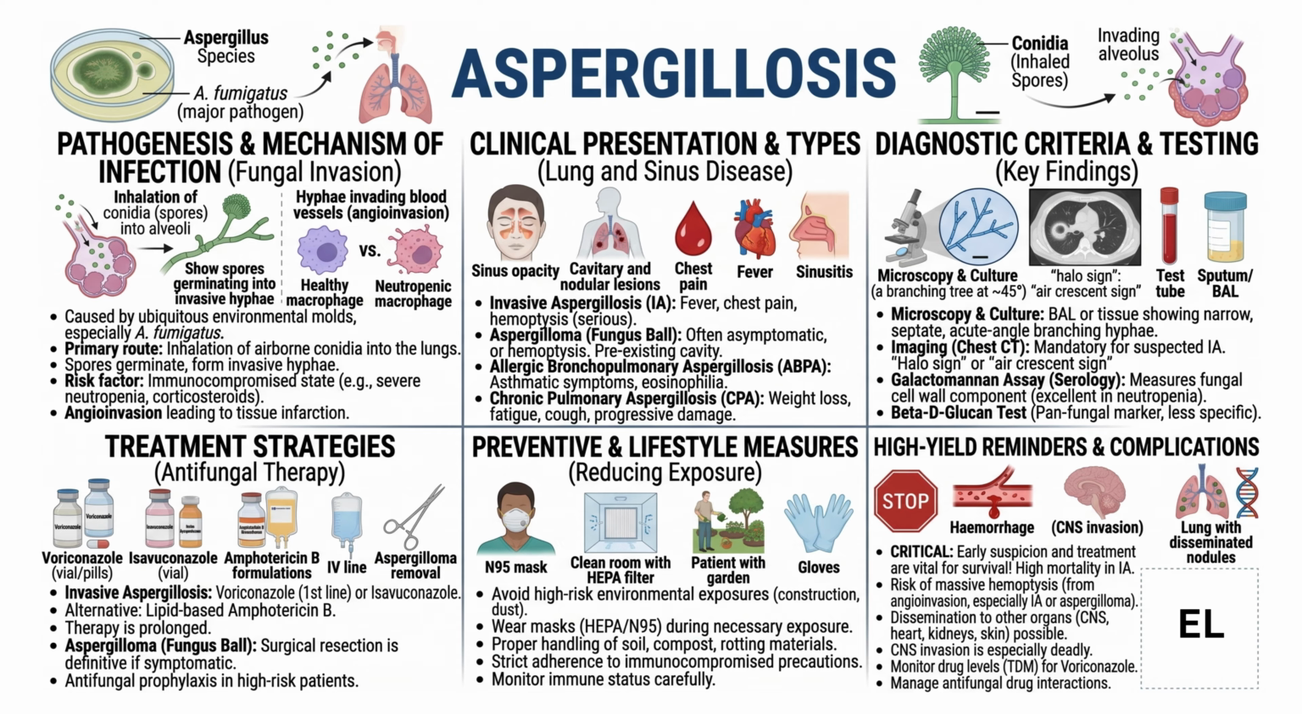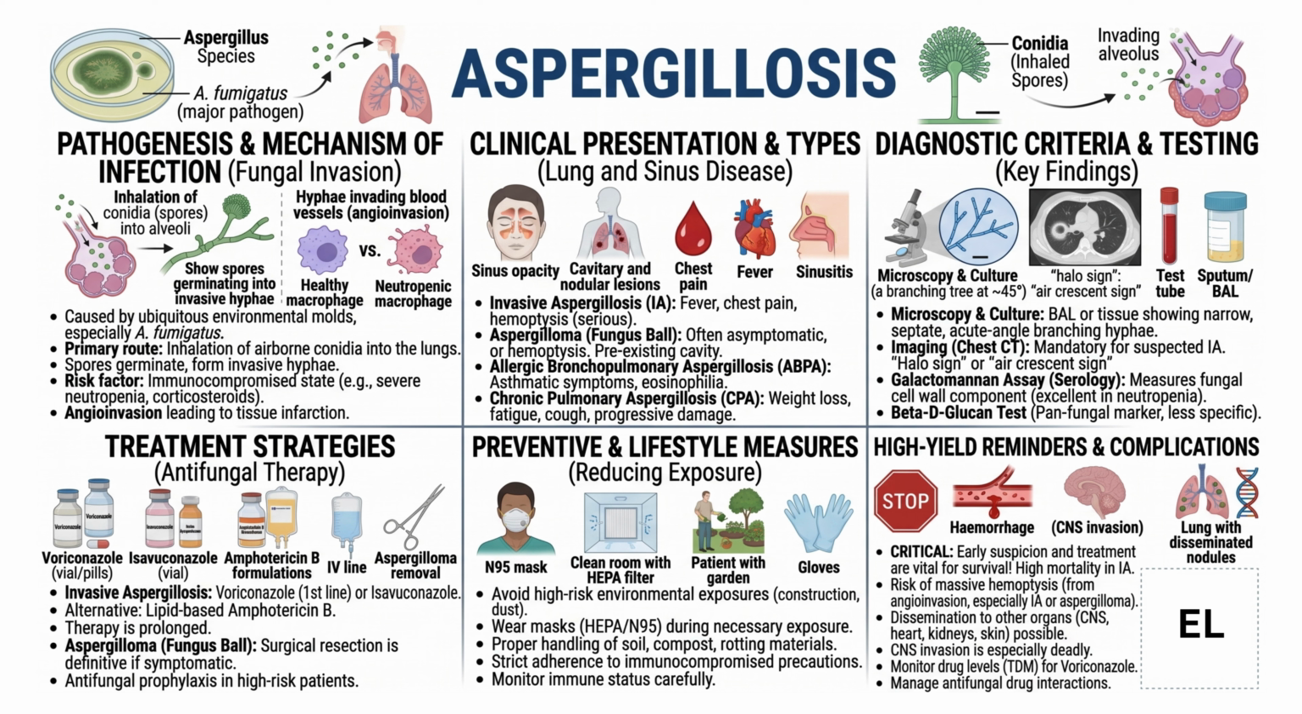Aspergillosis is caused by Aspergillus species, with Aspergillus fumigatus being the most common and most important pathogen. These fungi are ubiquitous in the environment. They are found in soil, decaying vegetation, dust, and even indoor air. Infection begins when a person inhales fungal spores, also known as conidia, from the environment. These spores travel through the respiratory tract and reach the alveoli of the lungs.